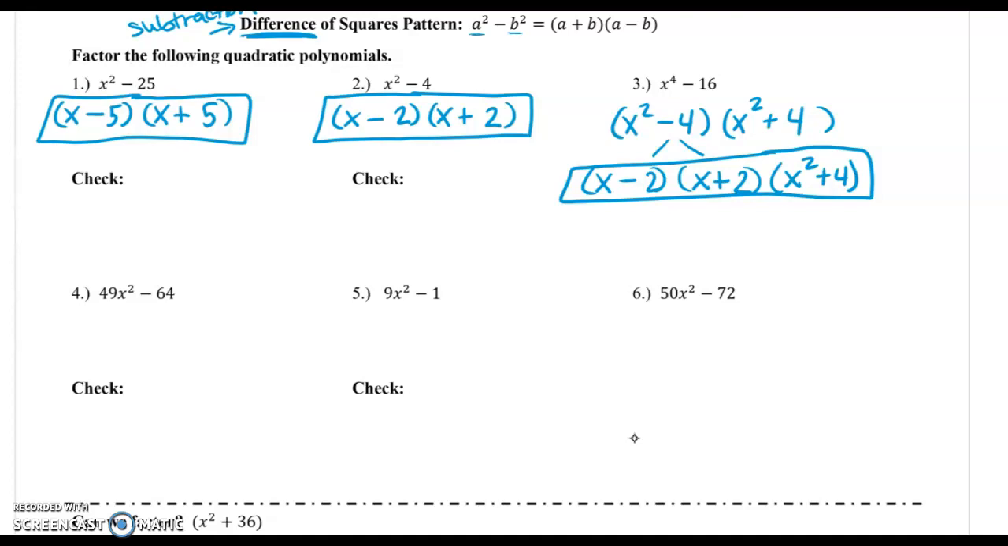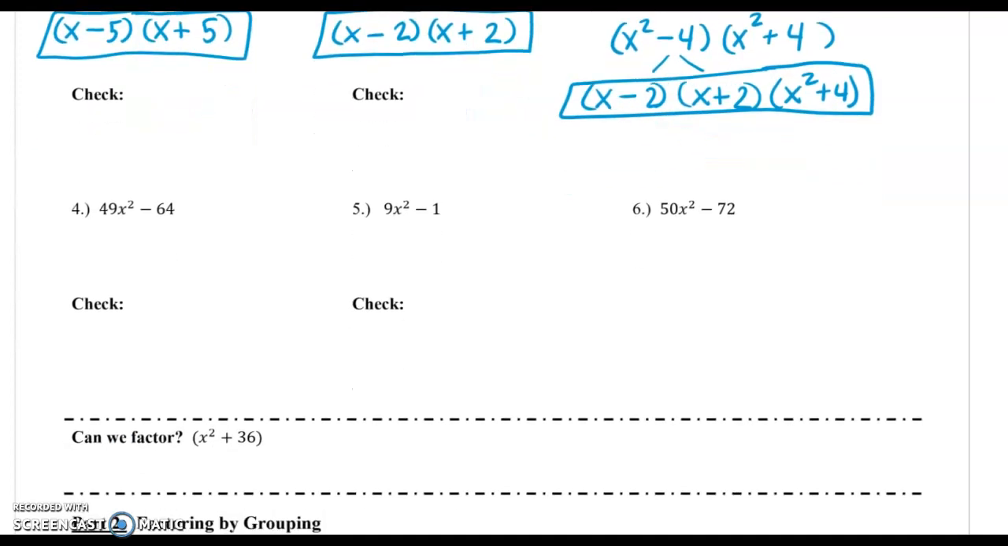All right. So moving on here to number 4. Again, 49x squared is a perfect square, 64 is a perfect square. So I'm going to make my two sets of parentheses here. I know that 7x times 7x gives me 49x squared, and I know that 8 times 8 gives me 64. If I were to check this, I would FOIL it. So 7x times 7x is 49x squared. The middle two terms would cancel out, and then it would give me minus 64.